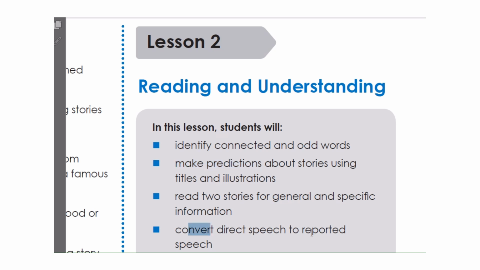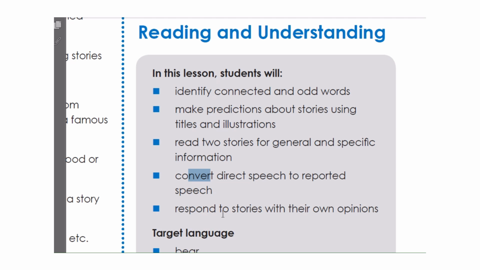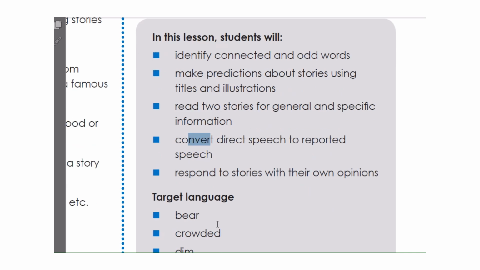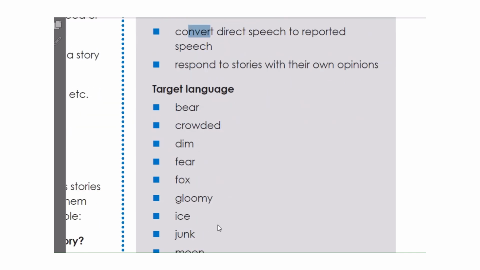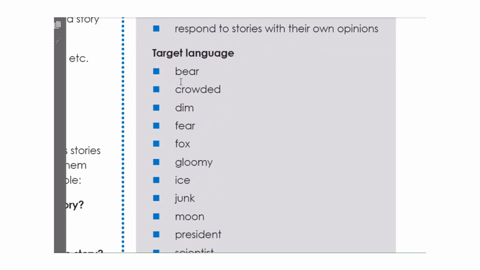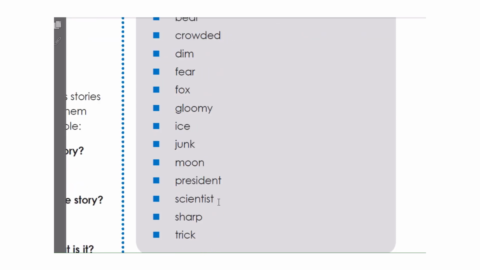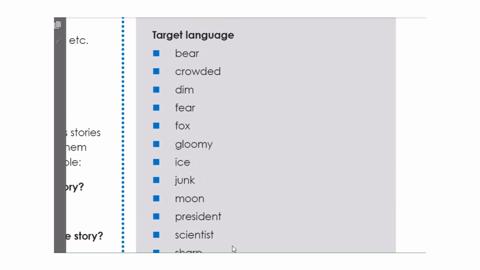Convert direct speech to reported speech, and this will be in the next video. Respond to stories with their own opinions. Also, the target language, the vocabulary that you have to memorize very carefully. Bear, this is an animal. Crowded, dim, fear, fox, gloomy, ice, junk, moon, president, scientist, sharp, trick.